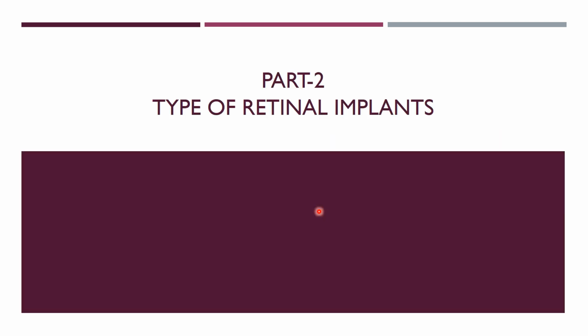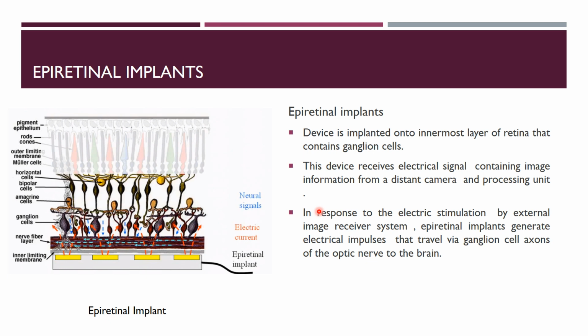So after studying the structure of the retina in the human eye, we'll go to the types of retinal implants which can help in diseases like retinitis pigmentosa or AMD. So firstly, we see epiretinal implants. We can see in the image that the photoreceptor cells have been damaged. This in the front is the epiretinal implant.